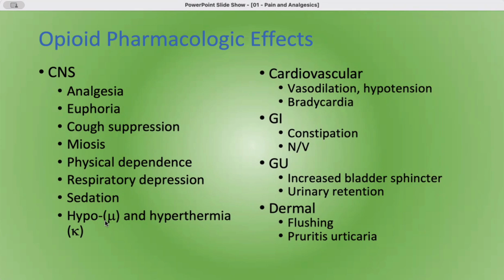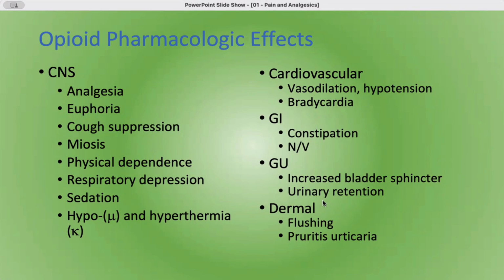You can get hypothermia from activation of mu receptors, but then kappa can cause hyperthermia. So really body temperature is not a great thing to go by because both the mu and kappa receptors have opposing effects there. Cardiovascular wise, vasodilation, hypotension, and bradycardia. Of course, the GI constipation is the big one, nausea, vomiting. You can get urinary retention and diuresis. So again, opposing effects there.